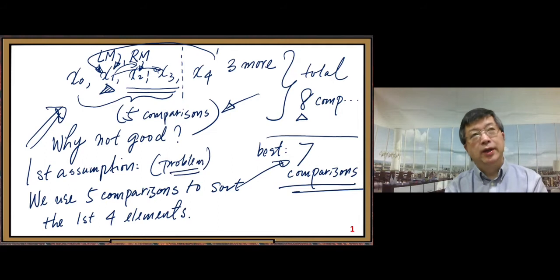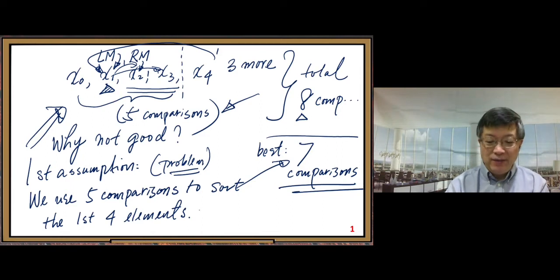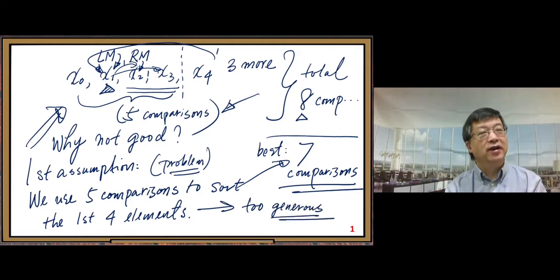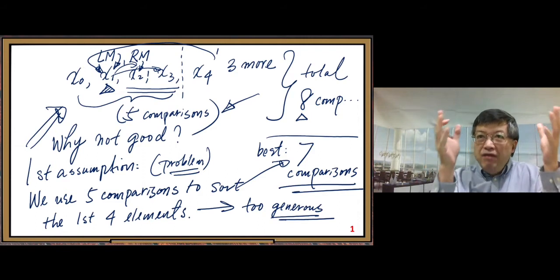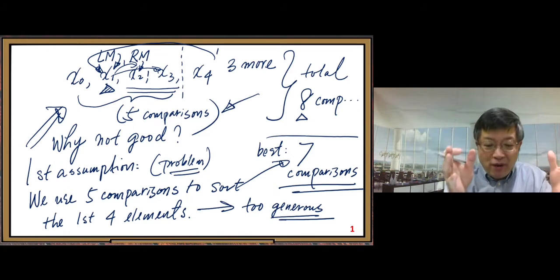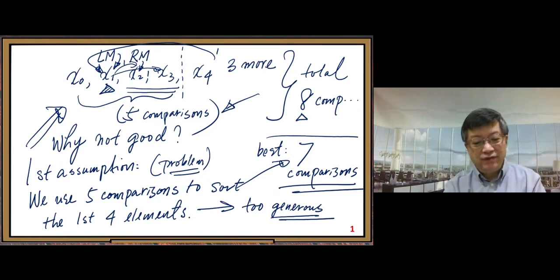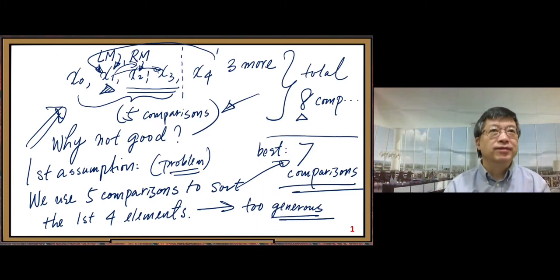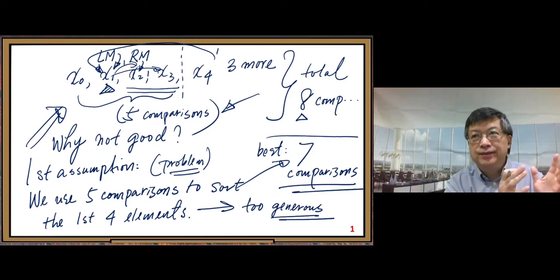Okay? So what kind of problem? We are too generous here. The problem is we're too generous here. So that means if we use 5 comparisons, we can do more than this. Sorting first 4 elements. We can do more than this. But we didn't. We waste a little bit.